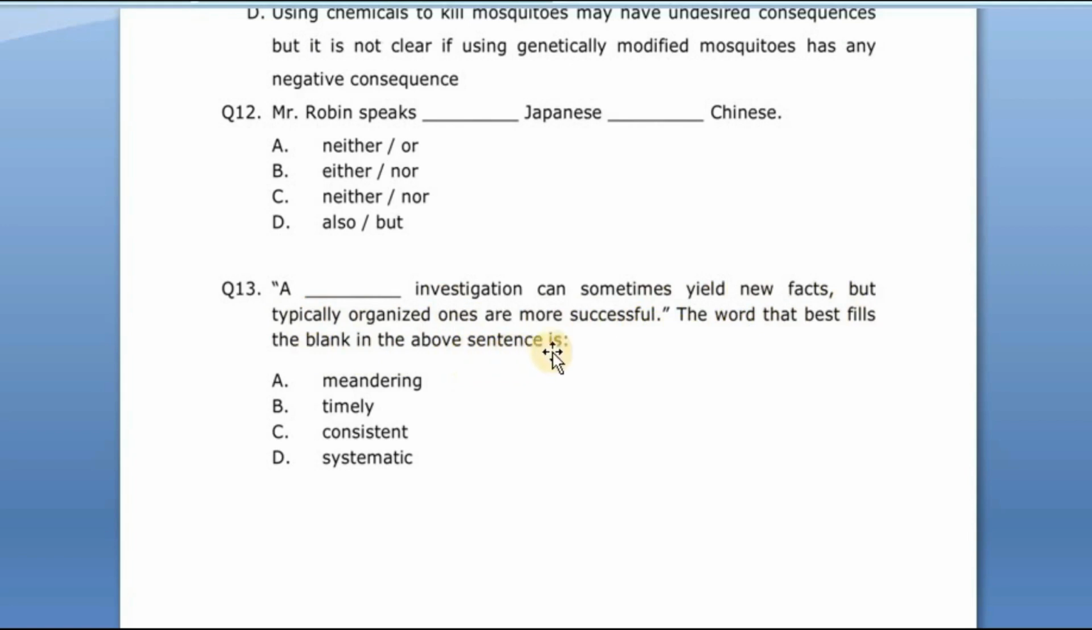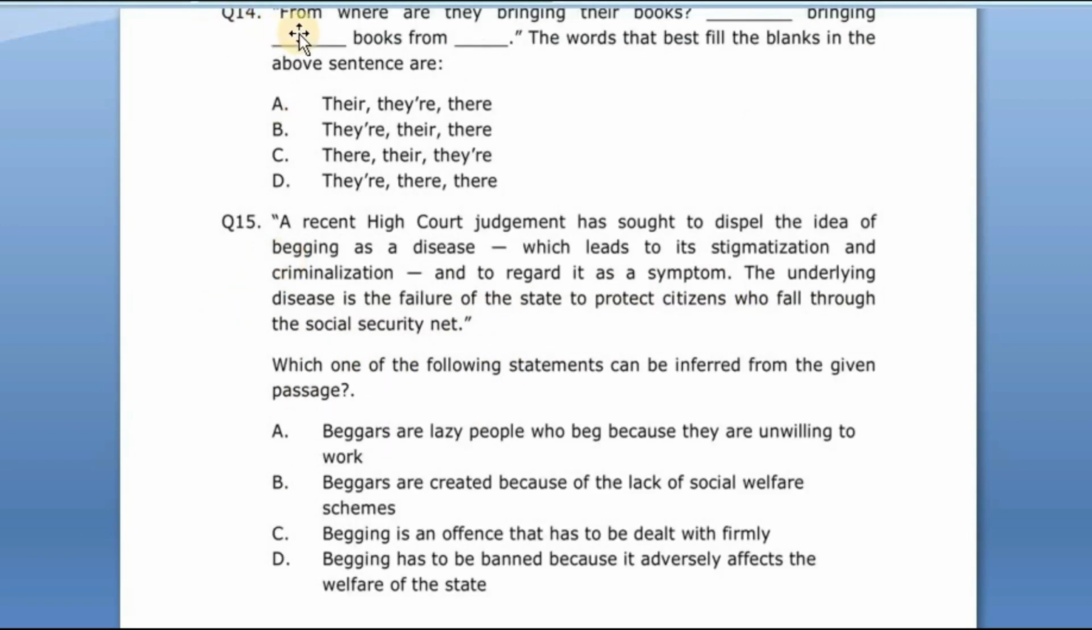Now 14th question, from where are they bringing their books? Bringing books from ___. The words that best fill in the blanks in the above sentences are. We have to choose the correct one.